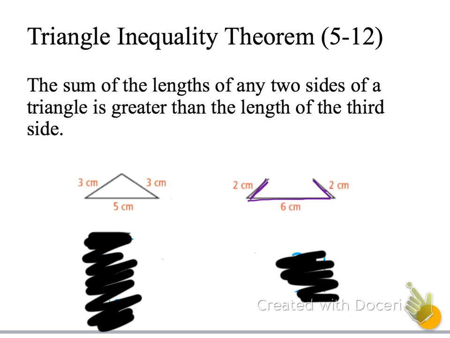Just like how when we wrote our 2 plus 2, it's supposed to be greater than 6 and it's not. So we can never make a triangle if we add two sides together and it is not greater than that third side. And an example of it is the one that we just did.